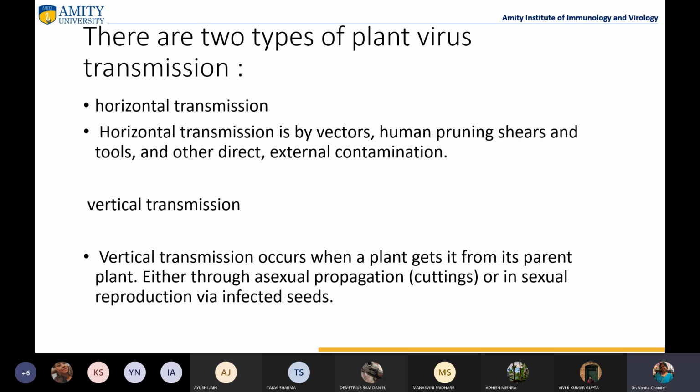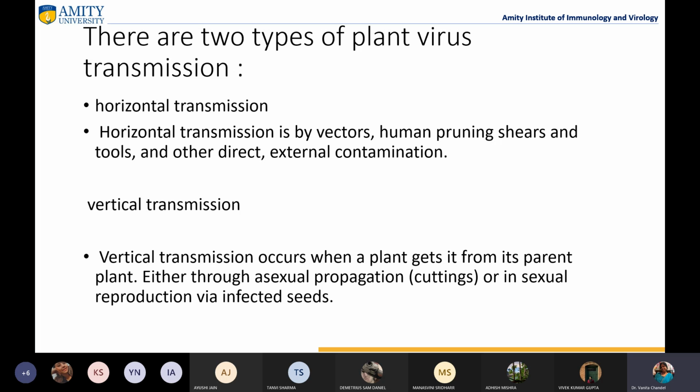Vertical transmission is basically when a new plant receives the virus from its parent plant, right? Either through asexual reproduction, cuttings, right? We do a lot of cuttings in trees and grow plants by vegetative propagation, or by sexual reproduction through infected seeds. So vertical transmission is when a plant gets it from a parent plant, the parent plant is already infected and producing seed, and those seeds are infected by viruses and we use those seeds to grow plants in the field.